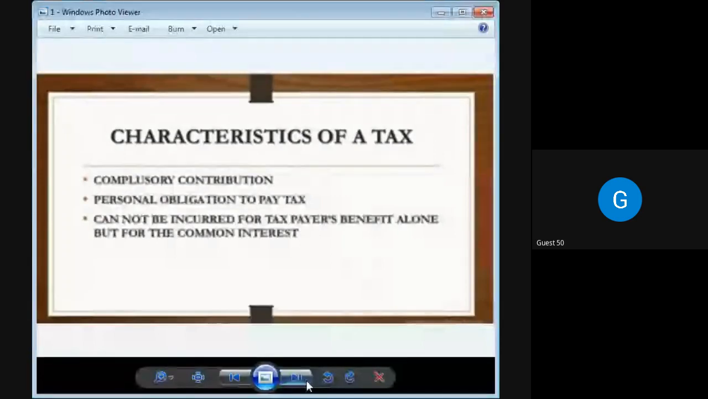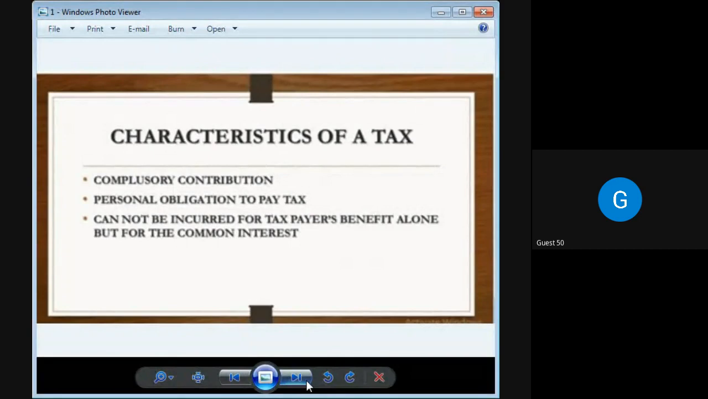Personal obligation to pay tax cannot be incurred for taxpayer benefit alone, but for the common interest. What are the common interests? Common interest is the betterment or development of the society or the country. Okay, so it is a common interest. We can correlate this common interest with the development of the society or development of the country.